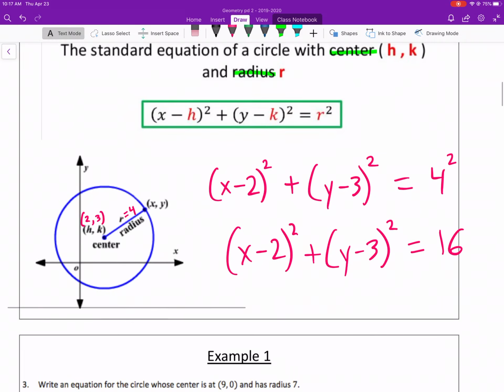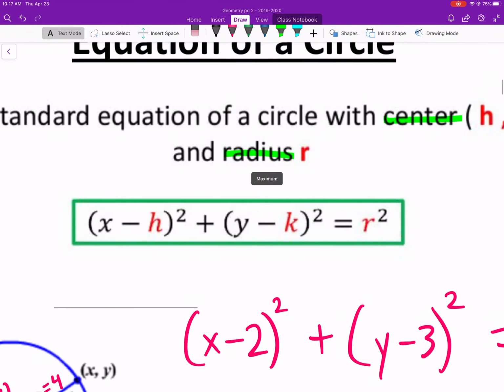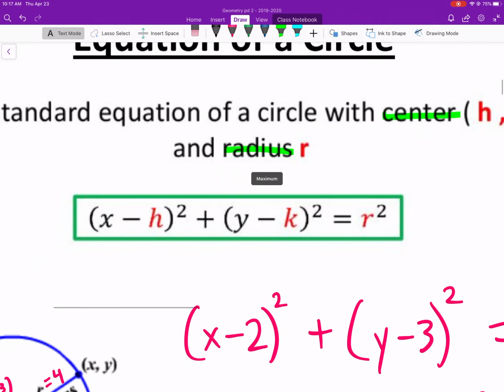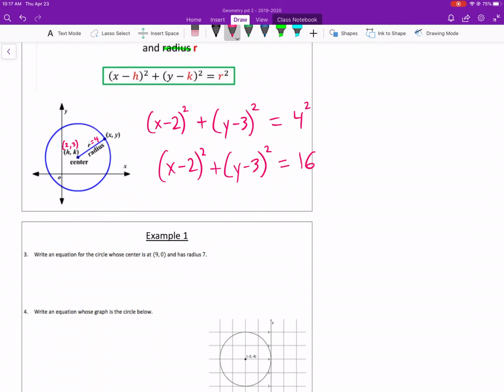So this you have to memorize, that circle equation. If you have that memorized, this will be a piece of cake. Alright, so it's (x minus h) squared plus (y minus k) squared is equal to r squared. Now, remember, (h, k), that's just the x-y point for the center.